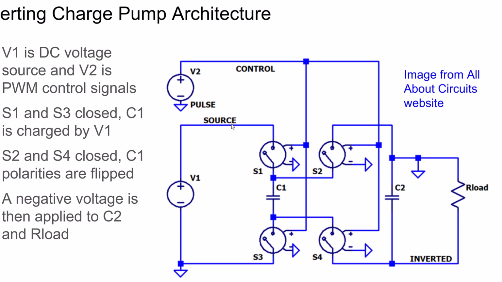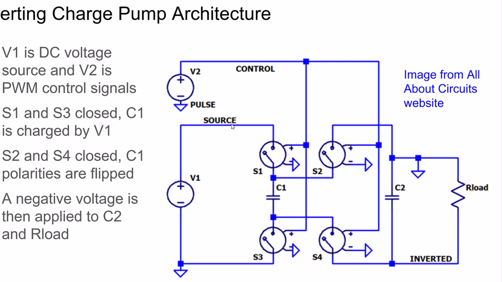They're drawn a little funny, but think of them as MOSFETs, right? They're not really mechanical switches, right? And we have two capacitors, right? And this is what's key to the charge pump: we have C1 and C2, right? So what happens is V2 is going to be switching very fast.